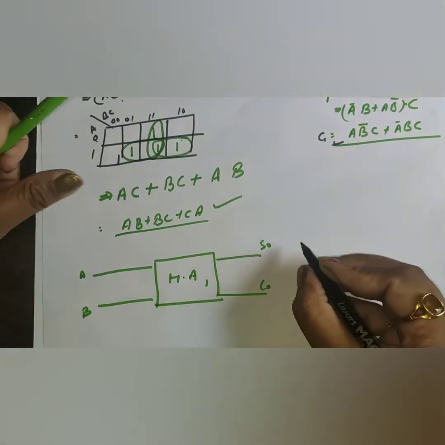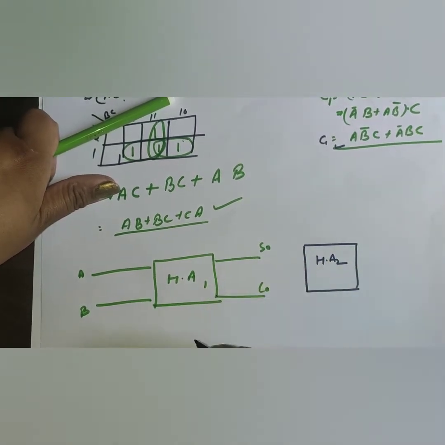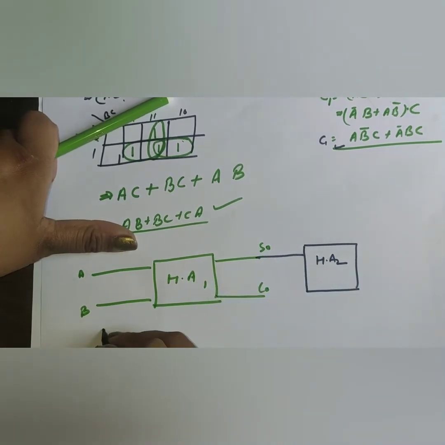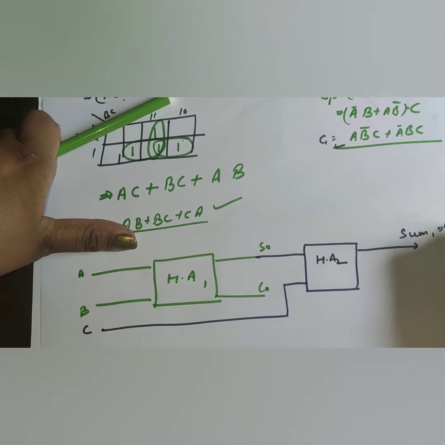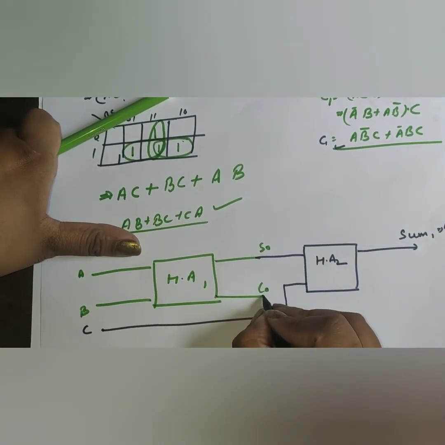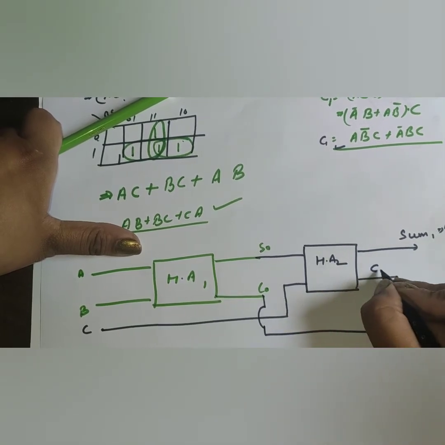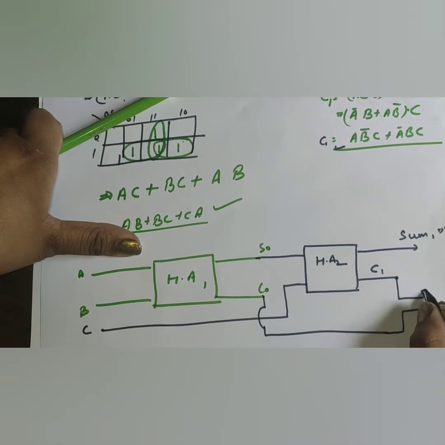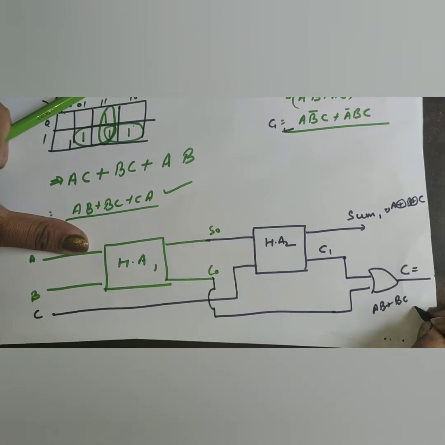Now the second half adder is there. The sum is given to this, and another input is given to this C, and the output is sum 1. You can say sum 1 will be A bar, B bar, C. Now C naught and this carry C1 will be ORed, and the carry is AB plus BC plus CA.